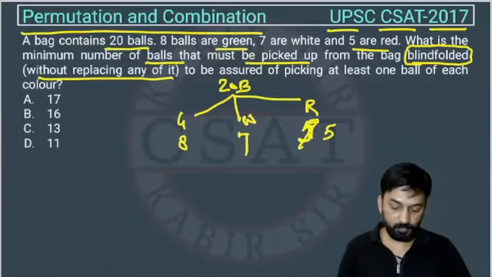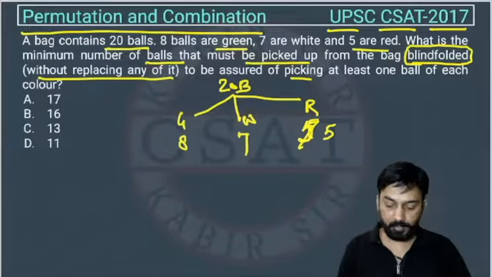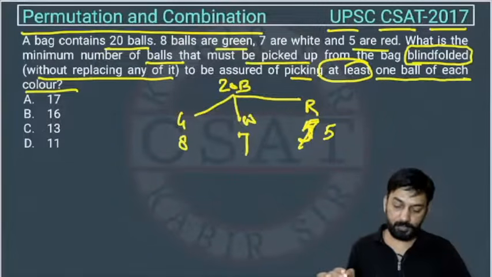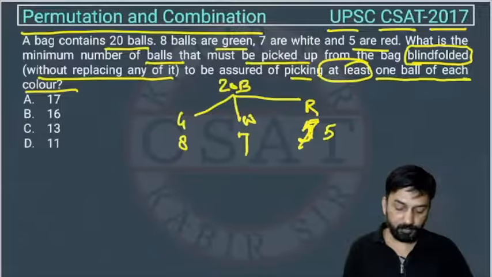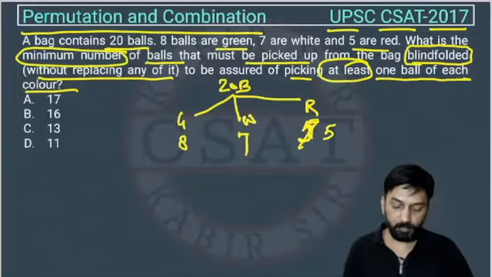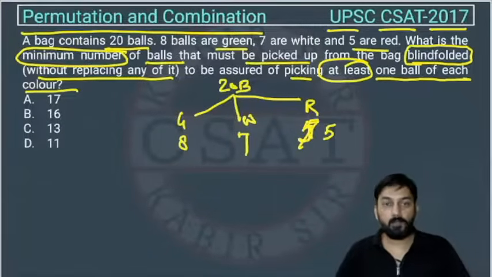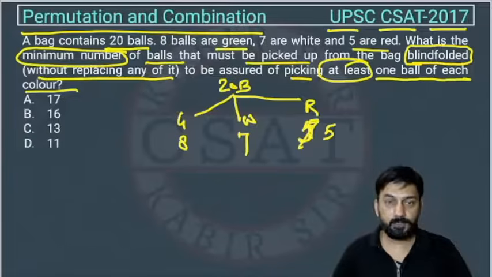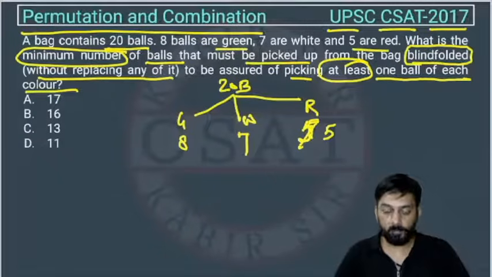Without replacing any of it, to be assured of picking at least one ball of each color, right? So the question is asking that we have to find the minimum number of balls that must be picked. From this box, this bag, how many minimum balls should we pick so that we can be sure that we are getting one ball of each color, right?